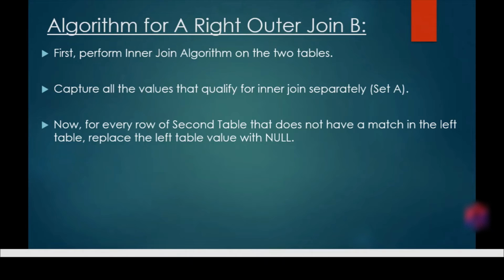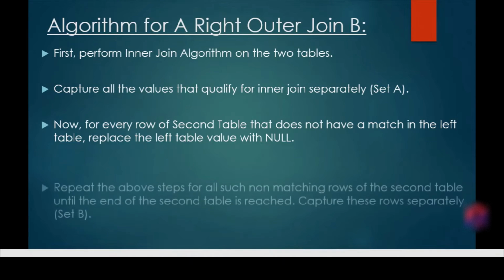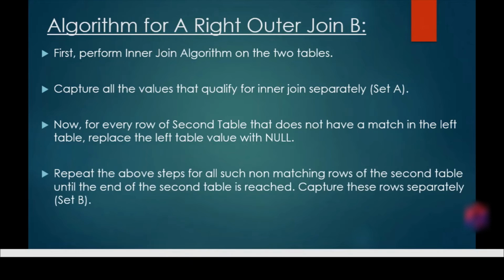Alright, so the first step was to perform the inner join between A and B. The second step is that all the values that are left out in table B, which is the right table, we need to simply replace the non-matching values with null. This is exactly what we did in the left outer join, if you remember. And lastly, we need to repeat this step for all the non-matching values, and what we get is set B. So the final output is nothing but set A and set B.